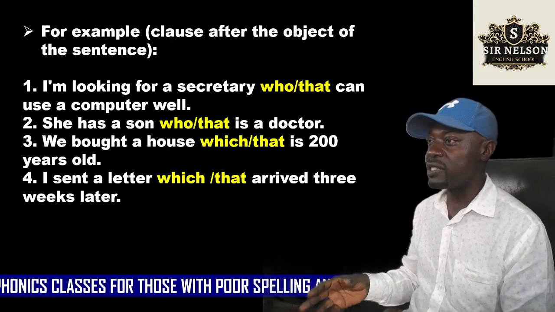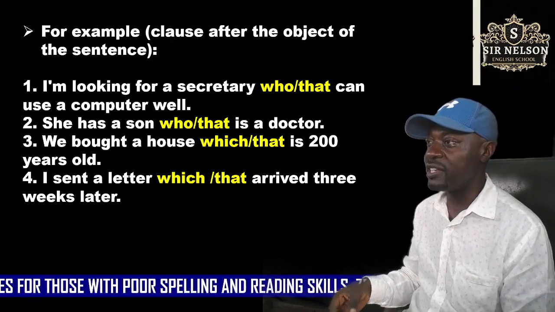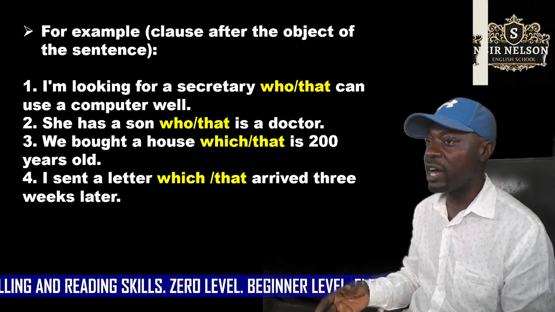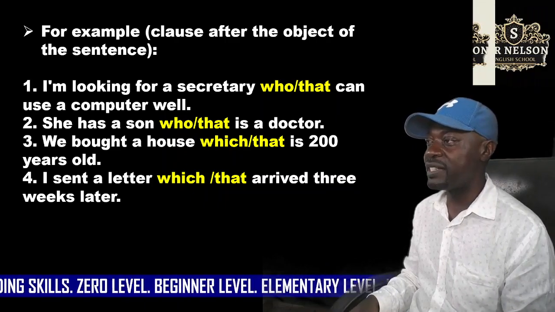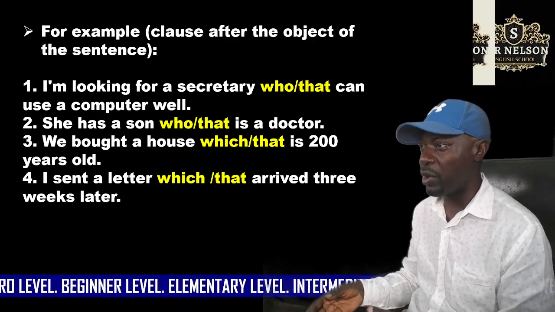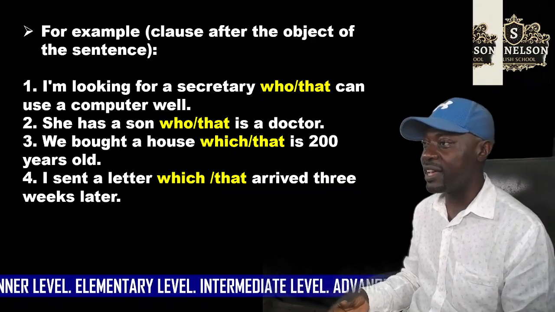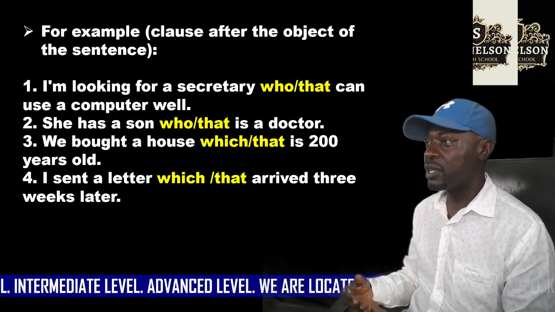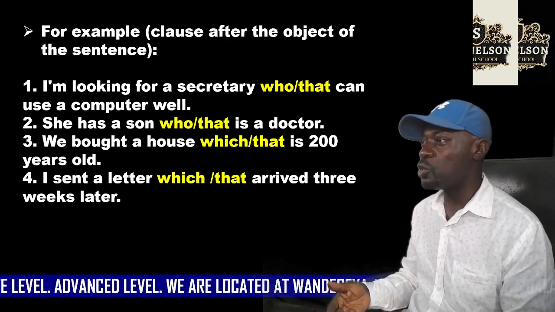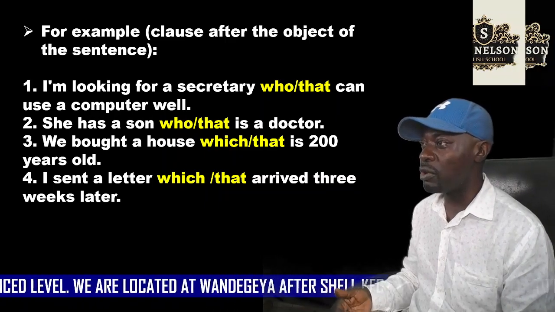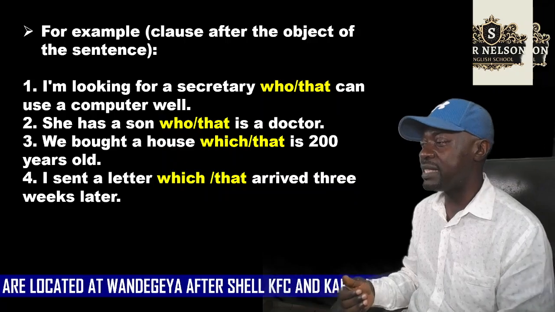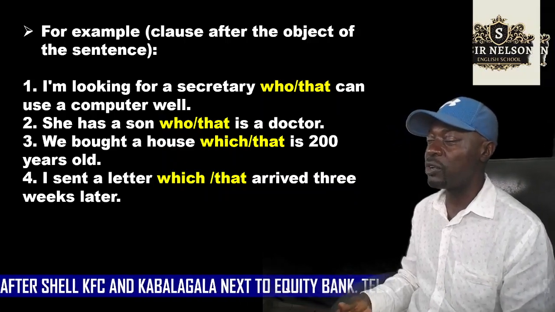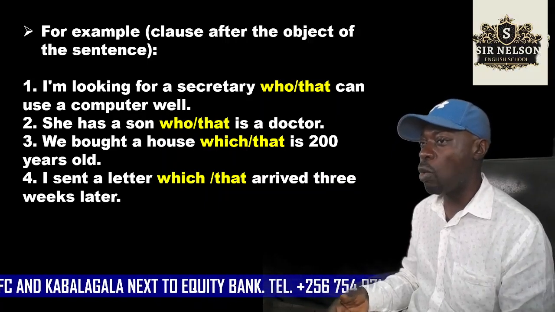I'm looking for a secretary. The word secretary is the object. Who? Which secretary? Who can use a computer well? You can say that can use a computer well. We don't need a comma. In this case, this can act as a defining relative clause. But my advice is choose who. That is not wrong, but the problem with that is that has some other meanings sometimes. So since a secretary is a person, let us take who.